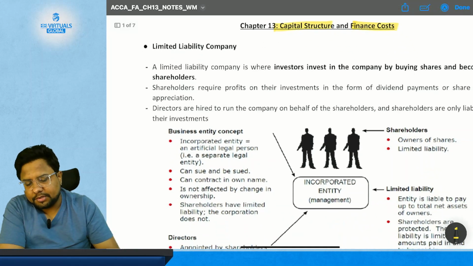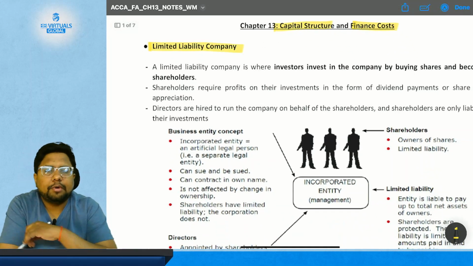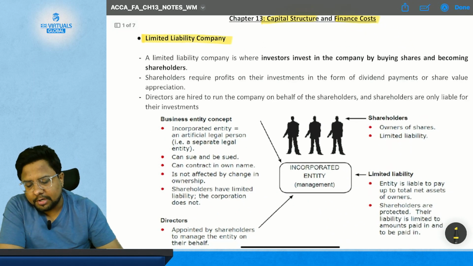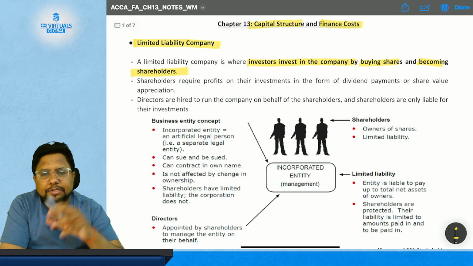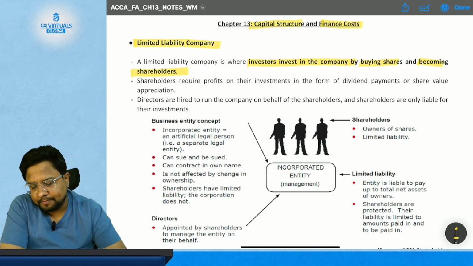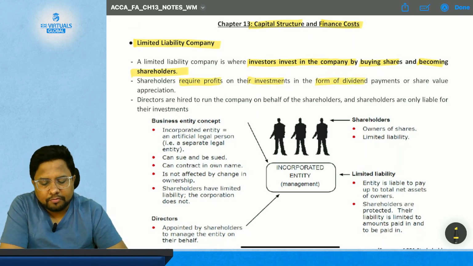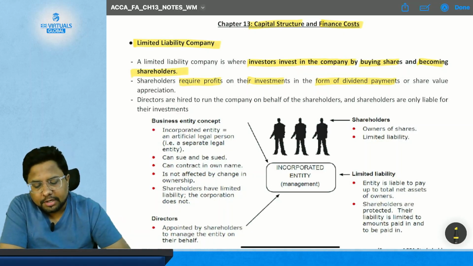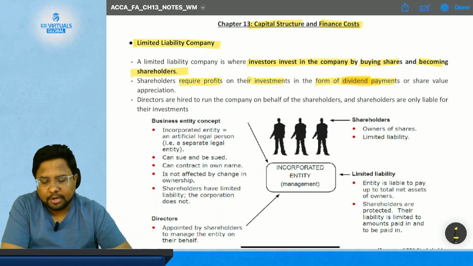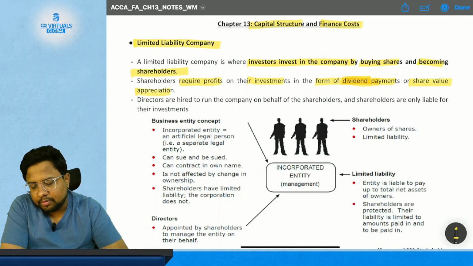Okay, first the information regarding the limited liability company is given to you. So what is a limited liability company? It is where investors invest in the company by buying shares and becoming the shareholders. Then shareholders require profit on their investment in the form of dividend. So whatever money they get back from the investment is known as the dividend payment or share value appreciation.